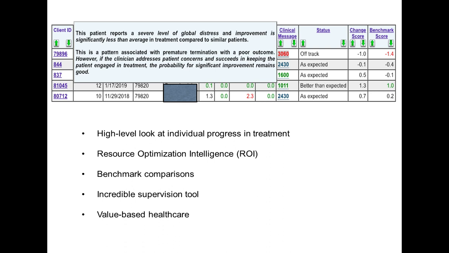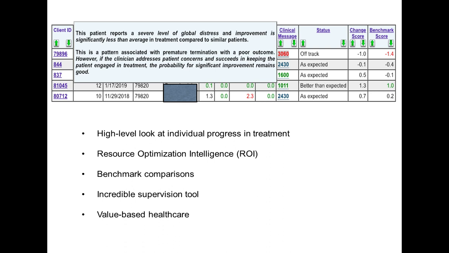And then finally, one of our favorite functions has been the clinical message feature, and it offers a high-level look at the individual status and treatment. ACORN uses a system of clinical algorithms they refer to as ROI, or Resource Optimization Intelligence. And the messages draw attention to the risk factor. They identify patients who will be the most likely to show gains with continued treatment. Also will tell us which cases are at greatest risk for premature termination with a poor outcome.